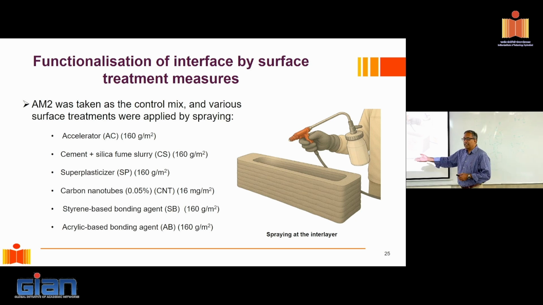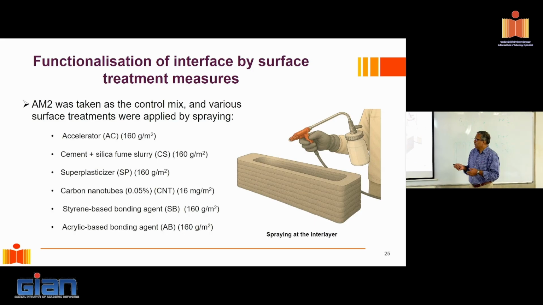So these are the bonding agents that are commercially used, the styrene based and the acrylic based, which are used whenever you form a cold joint. Suppose in regular construction, you stop construction, and tomorrow if you have to pick it up, then what would you do? You'd basically put some bonding agent and then continue over, right? So these are commercially available bonding agents that are used.